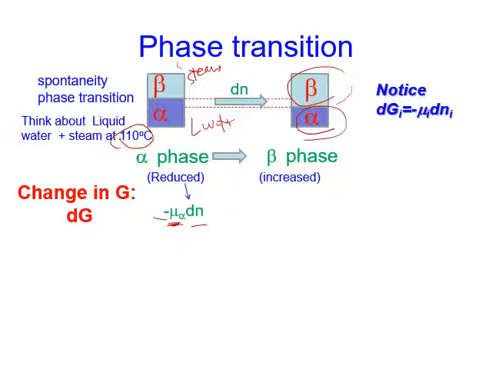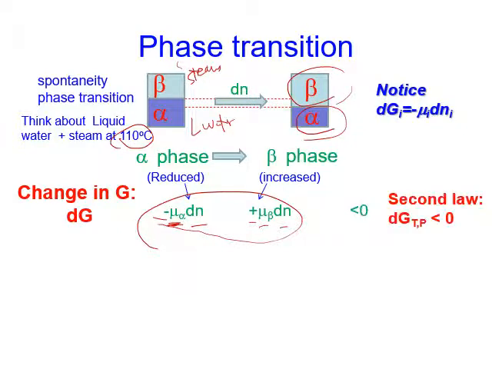Now, similarly, in beta phase, the Gibbs energy change is the chemical potential of beta phase times the number of moles change. Here, the number of moles increases, so we have a positive sign to indicate Gibbs energy increase in beta phase. The total Gibbs energy change is when you add these two together. Now, the second law says if this process is spontaneous, then the total delta G must be less than 0.